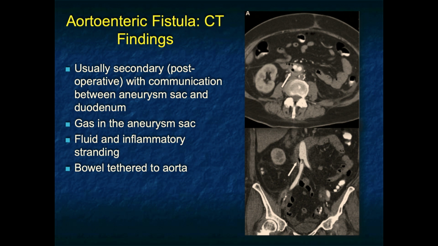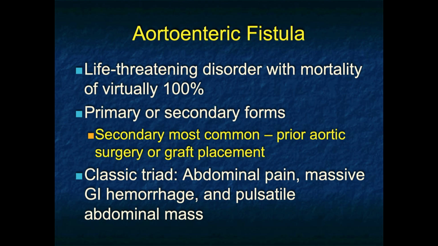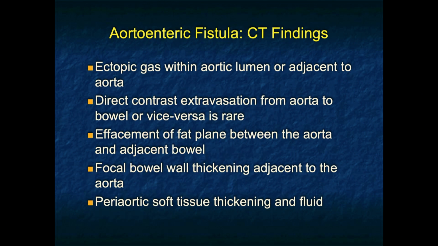Now, it's rare to see contrast going from the aneurysm into the duodenum. Truthfully, patients like that typically will exsanguinate, and you're not going to see it very often. It's a life-threatening disorder. Primary and secondary forms, the most common is going to be post-repair, not just a native. And the classic findings are abdominal pain, GI hemorrhage, and pulsatile abdominal mass. Things you look for: air within the aortic lumen or adjacent to the aorta, the direct contact of the aorta to bowel. Now again, you may see that in normal patients, but you look very carefully for the presence of air, focal bowel wall thickening, or even potentially obstruction.